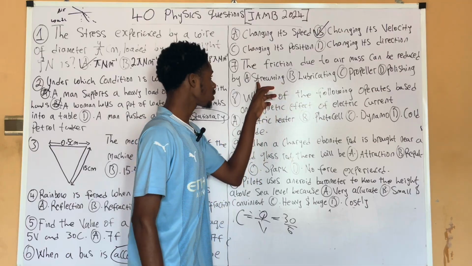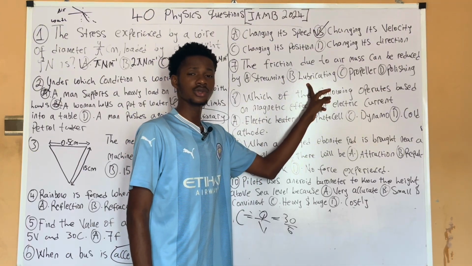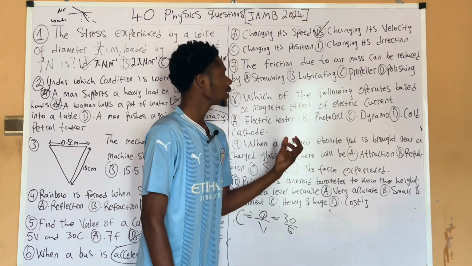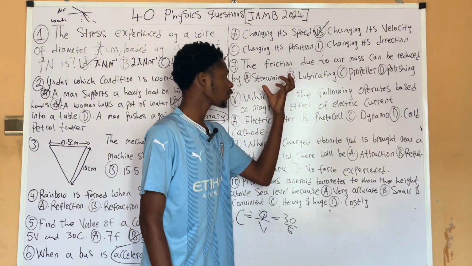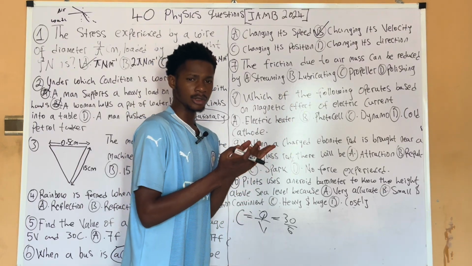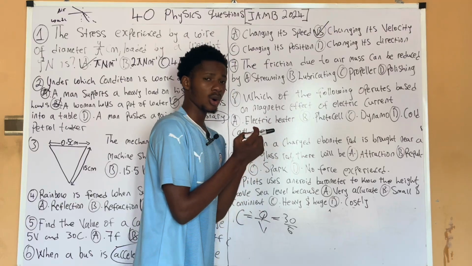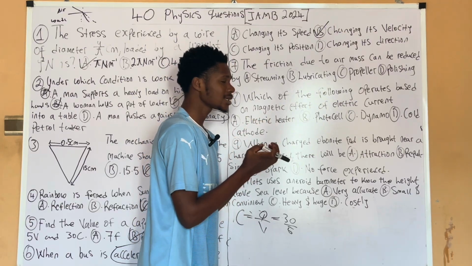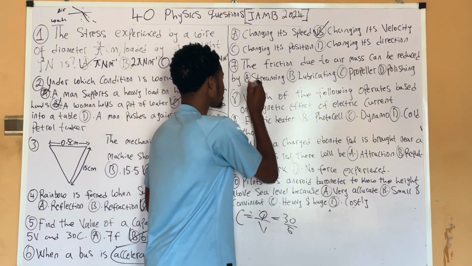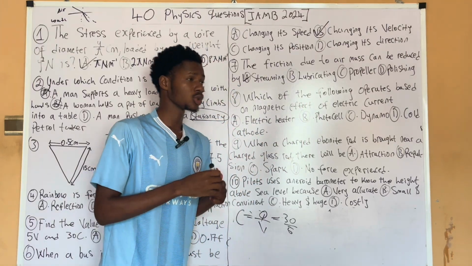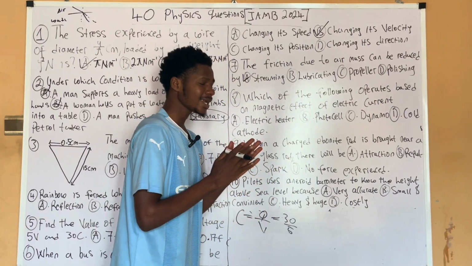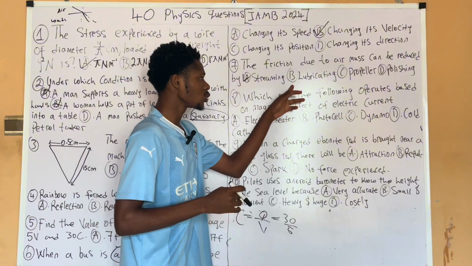Streaming will help to reduce friction. Streaming simply means streamlining. Lubricating also will help to reduce what now? Friction. But look at the question very well. The question says the friction due to air mass, that is when a mass is moving through space or air. Which of these will help to reduce the friction? It is simply streaming, which means streamlining. When we talk about streamlining, we're talking about the shape of aerodynamic objects that will help the object attain the least possible friction available for it to move through space. So streamlining is the correct answer. Lubricating is also another way of reducing friction, but it is not the answer to this question. Why? Lubricating is simply done where we have, most times, metallic parts that are touching each other. That is when we use what now?